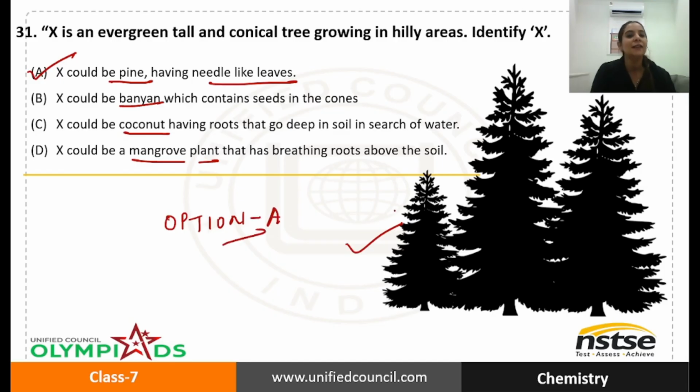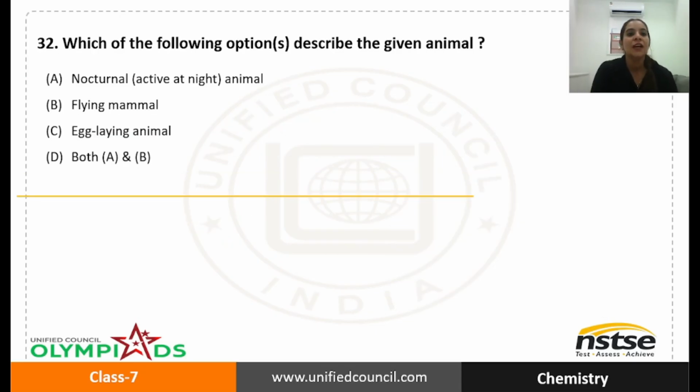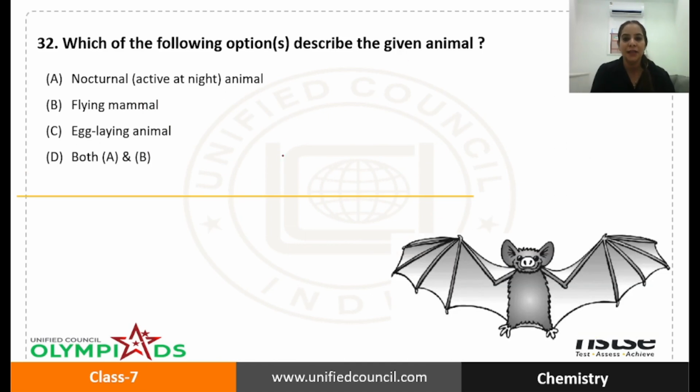So these are the pine trees which are evergreen, tall, conical, and they are found in hilly areas. Next question. Which of the following options describe the given animal? And here the animal is. I hope you can recognize this animal looking at the picture. Yes, you got it right. This animal is bat. Okay. So we need to tell which options describe the given animal.